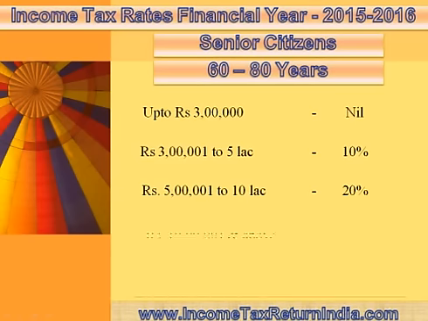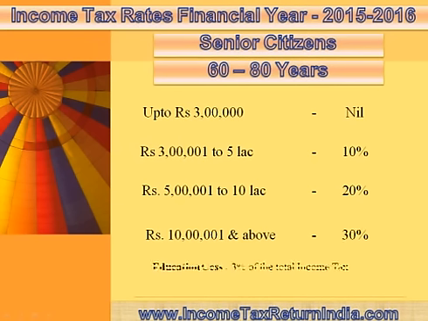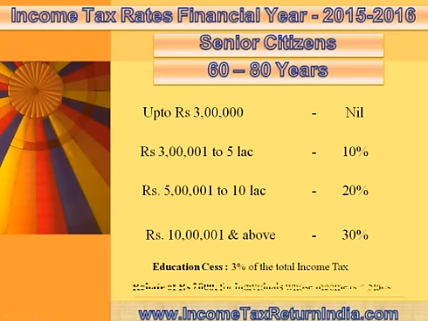And again there is a surcharge of 12% if income exceeds 1 crore rupees, and there is an education cess of 3% of total income tax and surcharge. There is again a rebate of 2,000 rupees under Section 87A for individuals whose income is less than 5 lakh rupees.